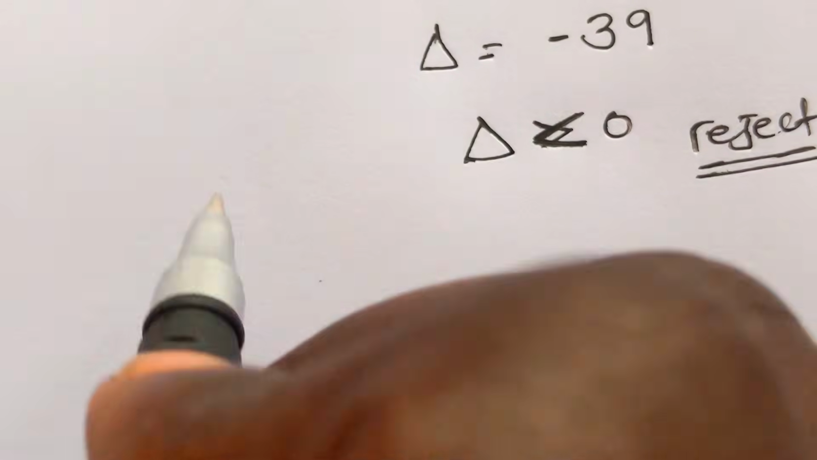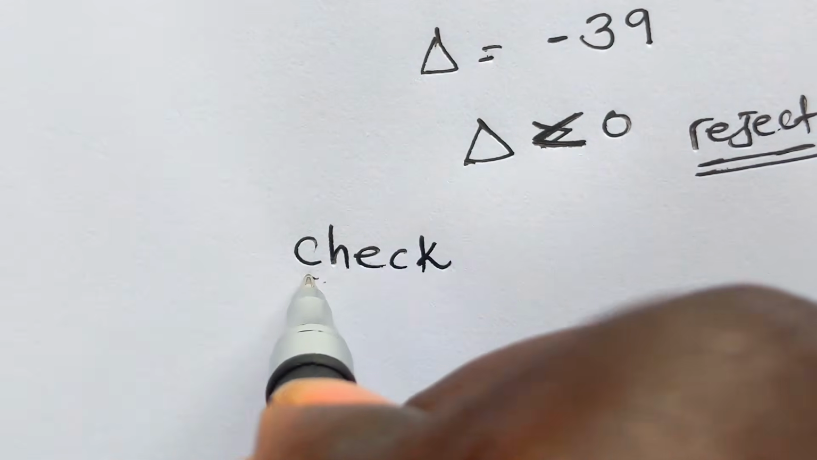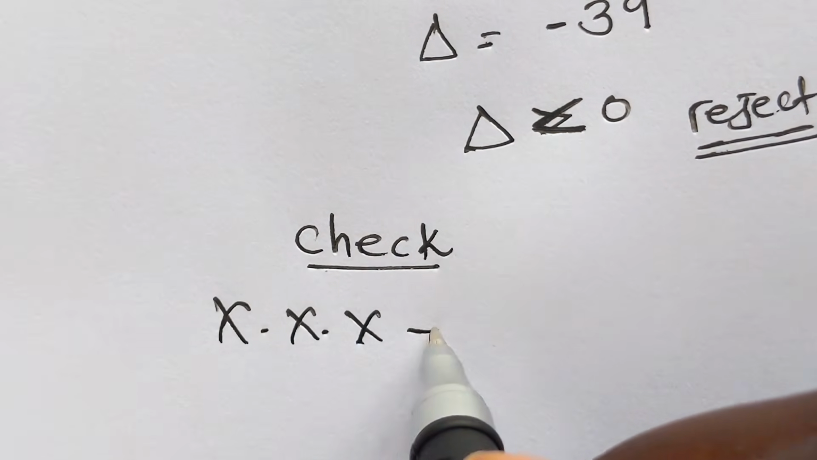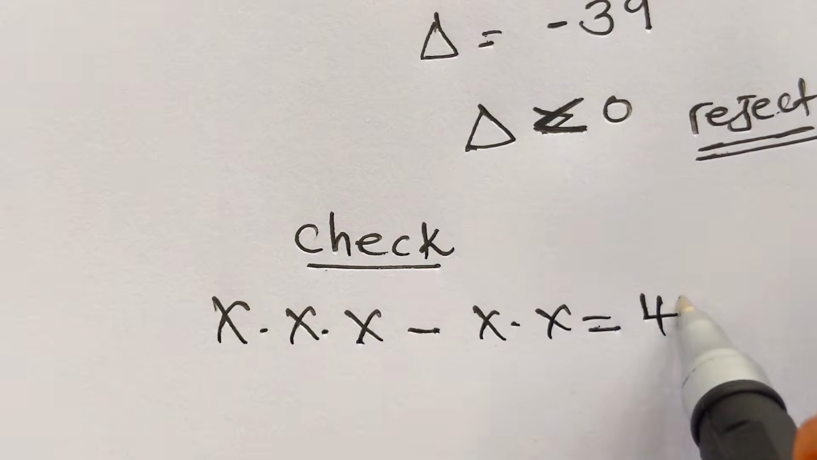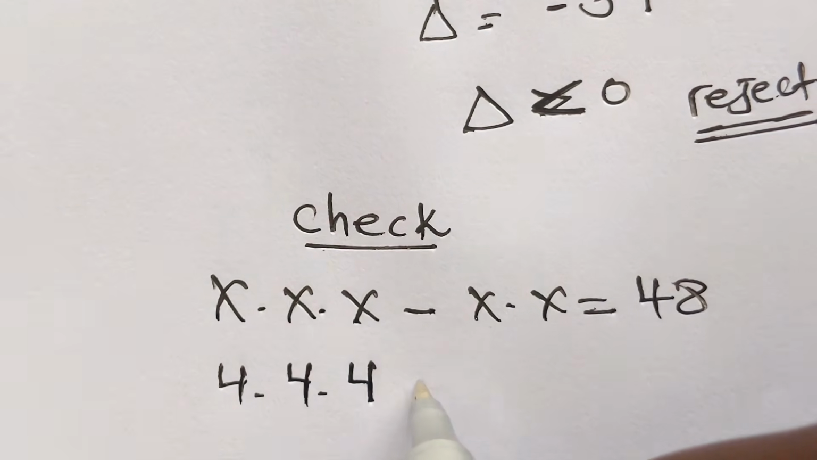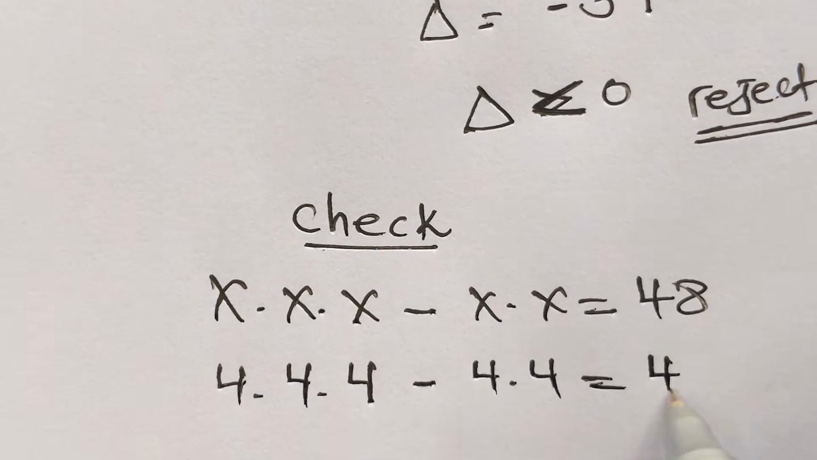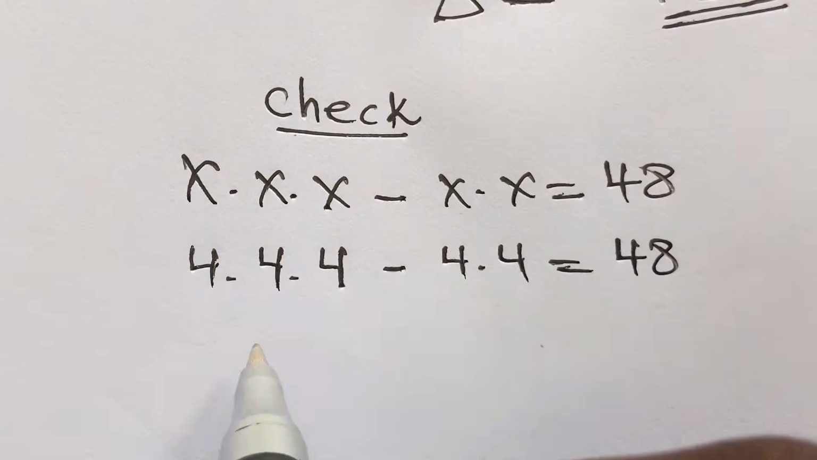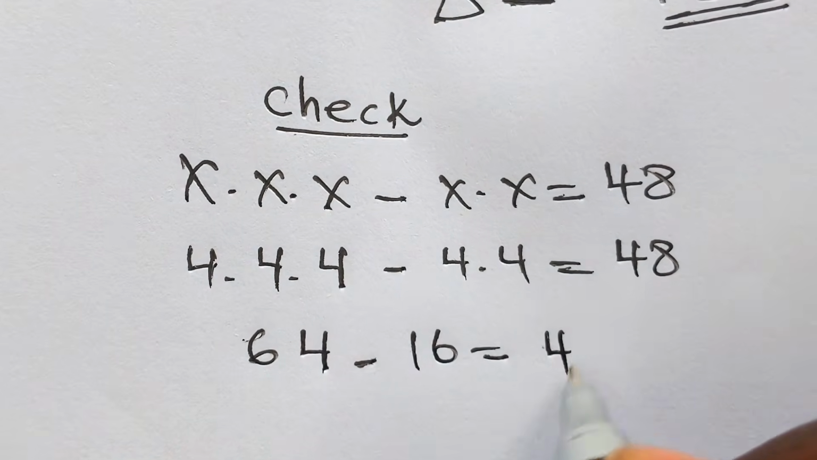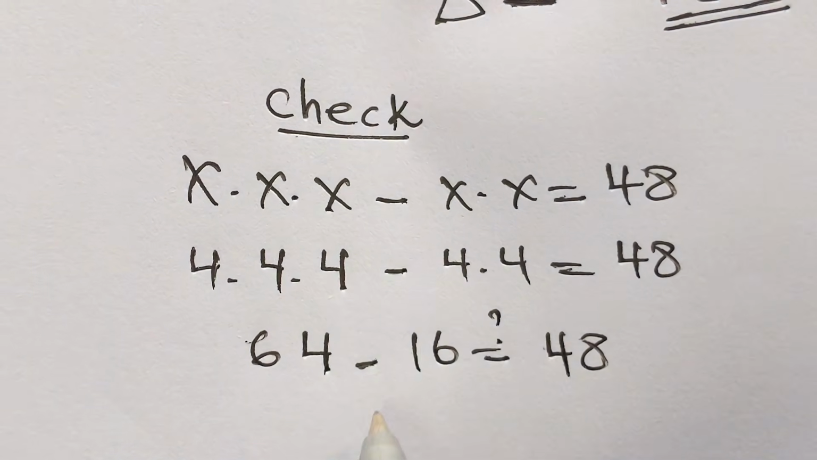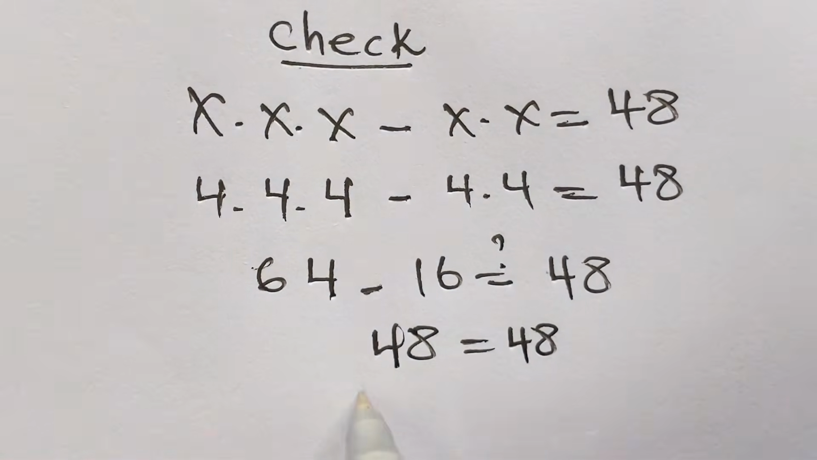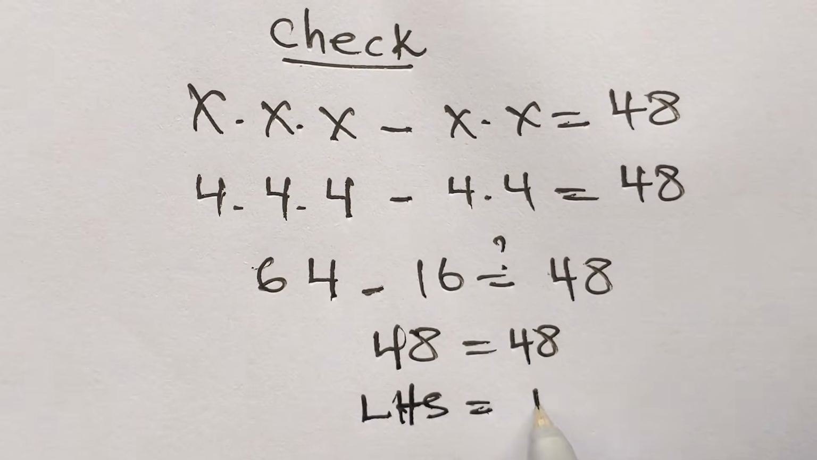Now we are going to check if the answer is correct. I've been given x times x times x minus x times x equals 48, and here we have 4 times 4 times 4 minus 4 times 4 equals 48. This is 64 minus 16, which is equal to 48, and the left hand side is equal to the right hand side.